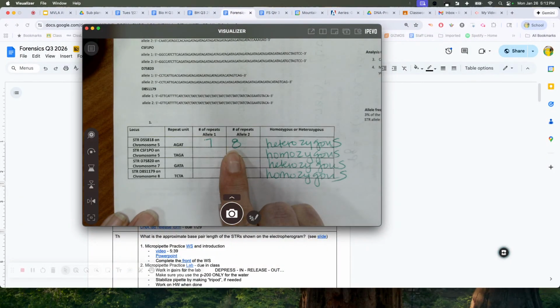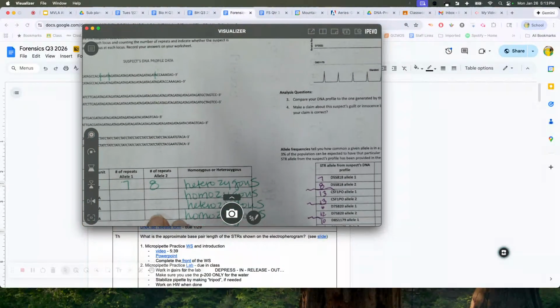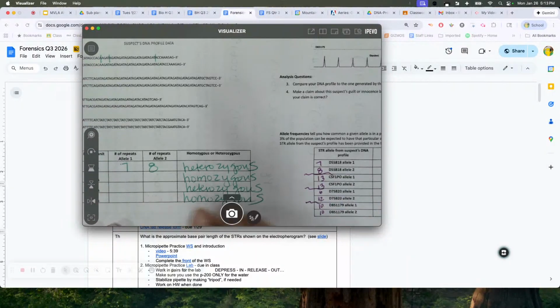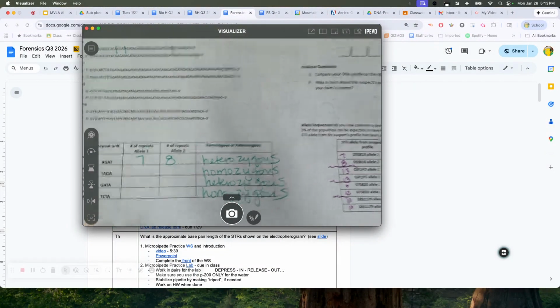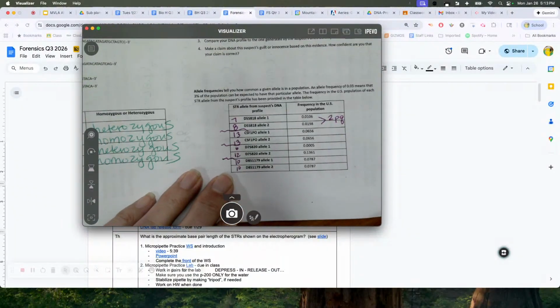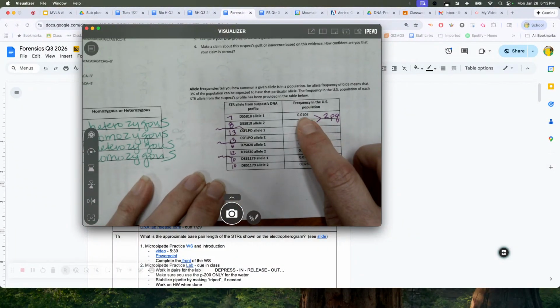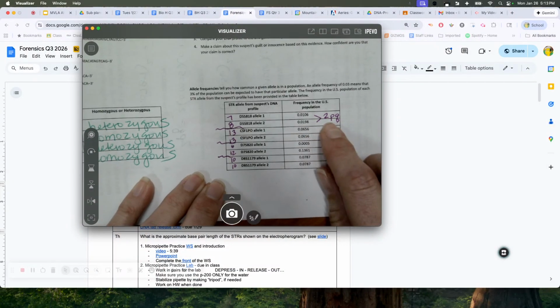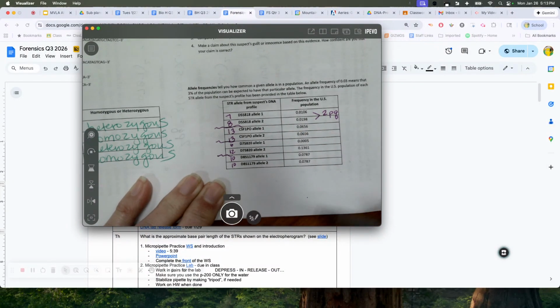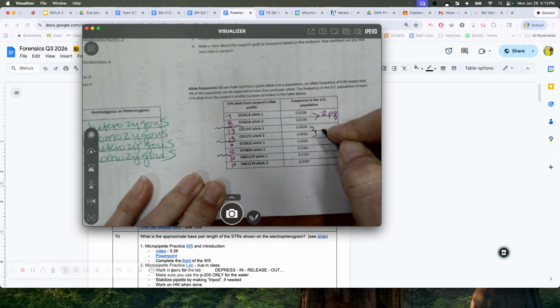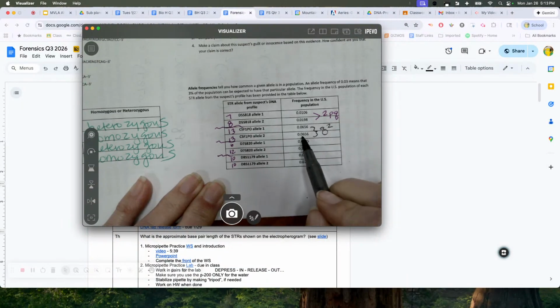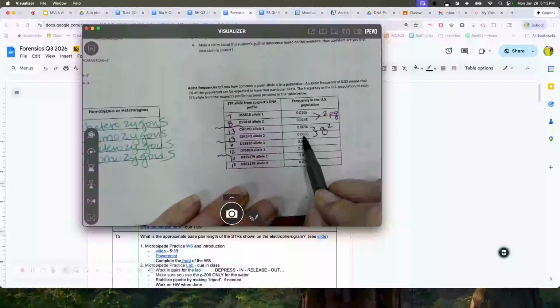is heterozygous. The number of repeats correspond to different peaks on our electropherogram, and we can calculate how common these traits are by using the formula 2pq if the individual is heterozygous. So it'd be this frequency times 2, or if they're homozygous, the formula is q squared. So it would be this frequency squared.